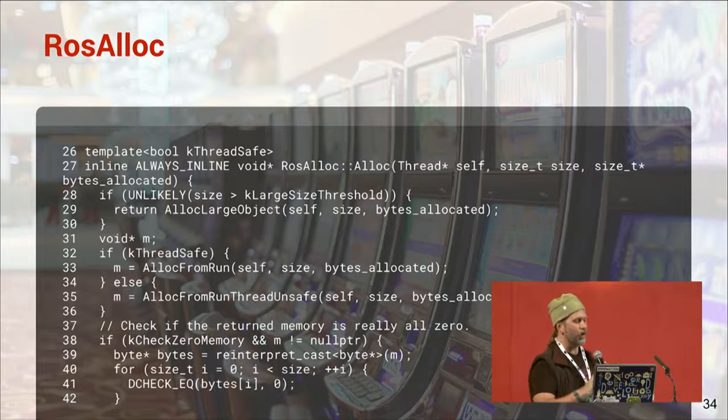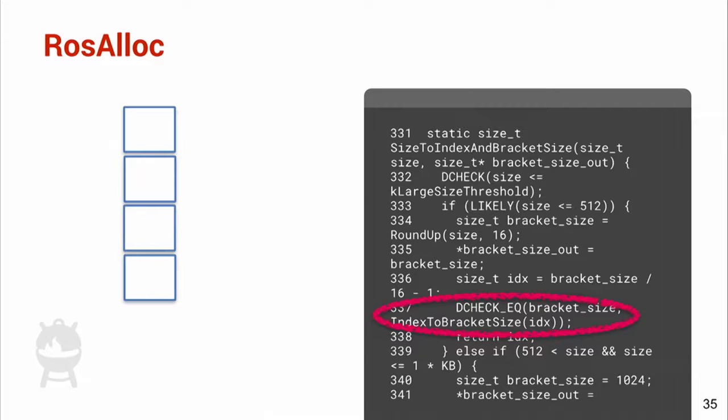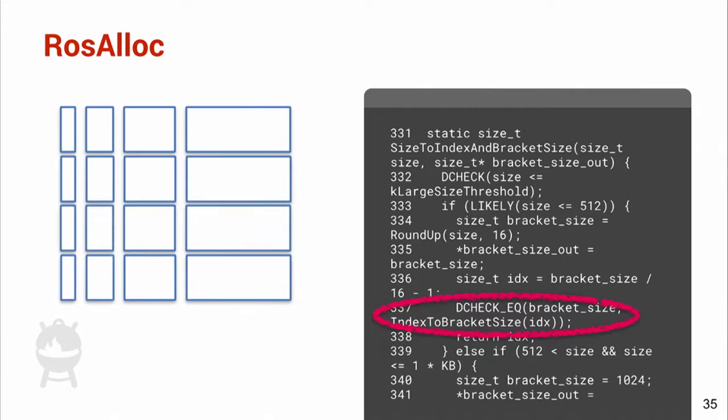ROS stands for run of slots, which is basically a fancy pants way of saying fixed-sized block allocator. The slot is a fixed-sized block. The run is an array of those blocks. And the allocator owns a set of runs. Each run has a different slot size, so it can hold objects of that size or smaller. And unlike my diagram, the number of slots in each run is actually calculated to make the run end as close to a page boundary as possible.